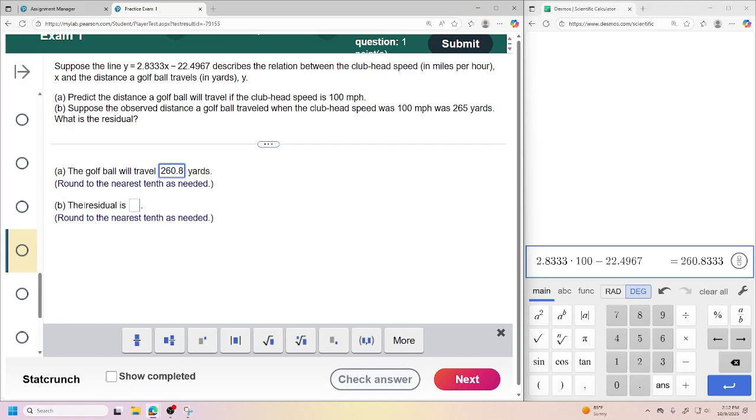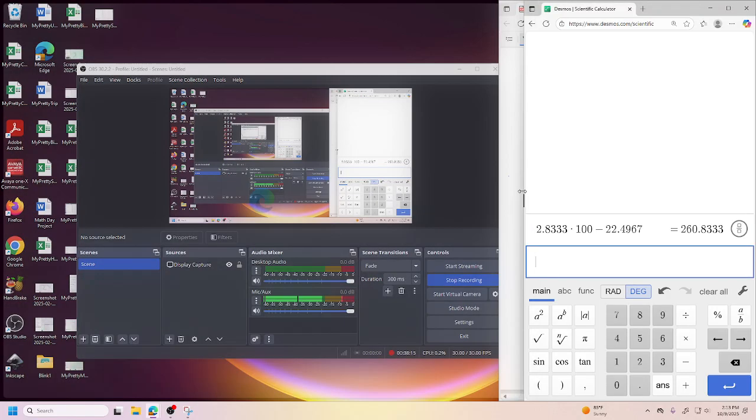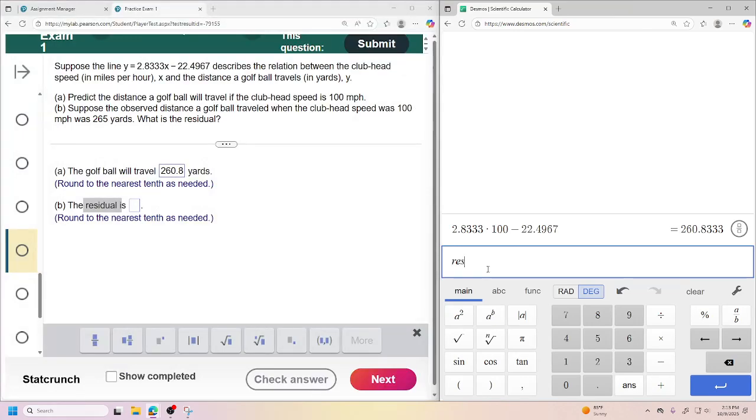Now, this residual is a formula, and I'm going to remind you this formula, and you're going to write it down in your note card, I really hope. Your residual is equal to the actual minus the predicted. The actual minus the predicted. And so, go ahead.